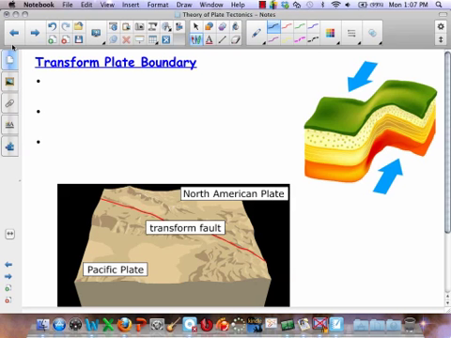Transform boundary. Okay, we're making this really quick and simple.